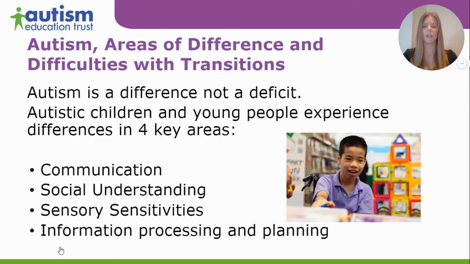And then finally, the difference with processing information and planning for something that's going to happen next. And being in a state of anxiety will hinder the autistic pupil or the child's ability to process information effectively. And as a result, they will have this strong desire to stick to what is familiar, so stick to familiar routines.